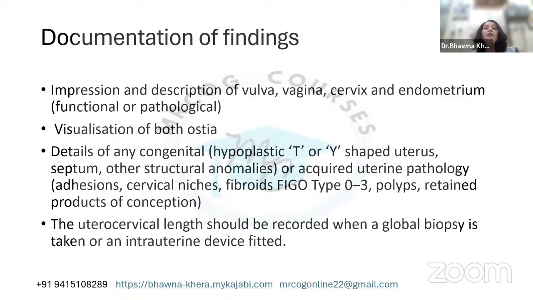Visualization of both ostia, details of any congenital anomalies, that is the hypoplastic T or Y-shaped uterus, septum or other structural anomalies, or acquired uterine pathology like adhesions, cervical niche, fibroids, FIGO type 0 to 3 polyps, and retained products of conception. The uterocervical length should be recorded when a global biopsy is taken or an intrauterine device fitted. So these are the various findings which we need to document in our notes when we are talking about the procedure. So that was about the guideline.